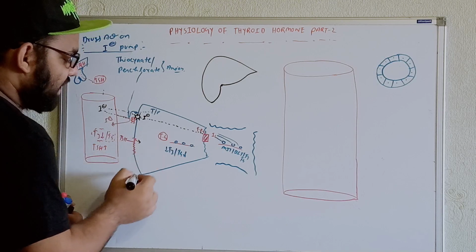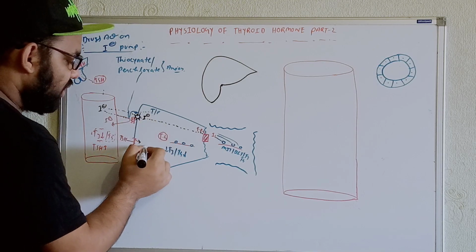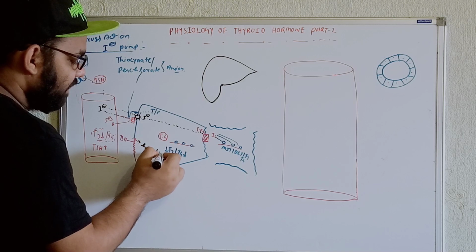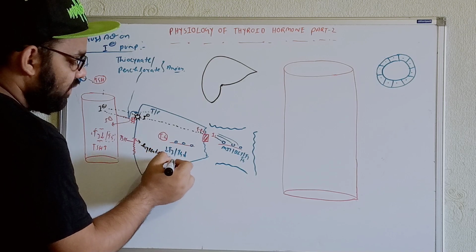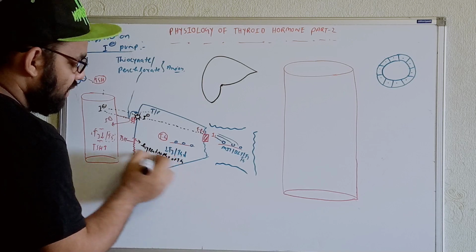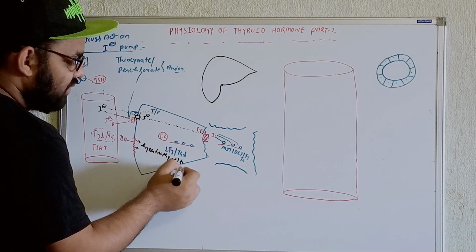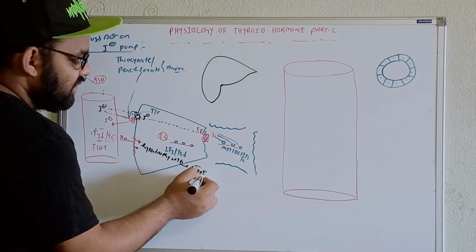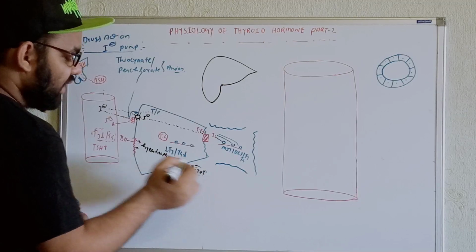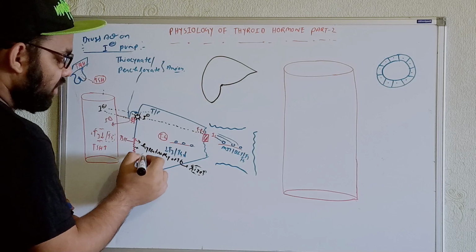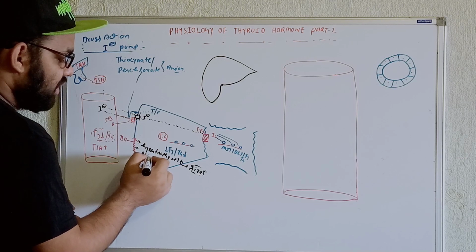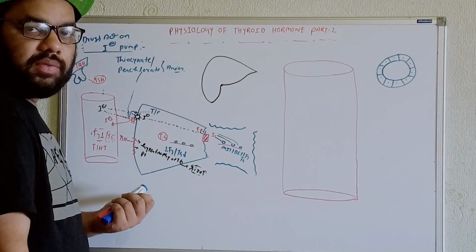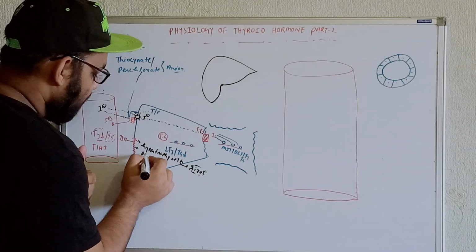At first it will increase the size. If we see it this way, it will cause hypertrophy of the thyroid gland. That means it will increase the size of the thyroid gland. The second thing, it will also cause proliferation of the follicular cells. So hypertrophy of the follicular cells we get first, then we get proliferation of the follicular cells.